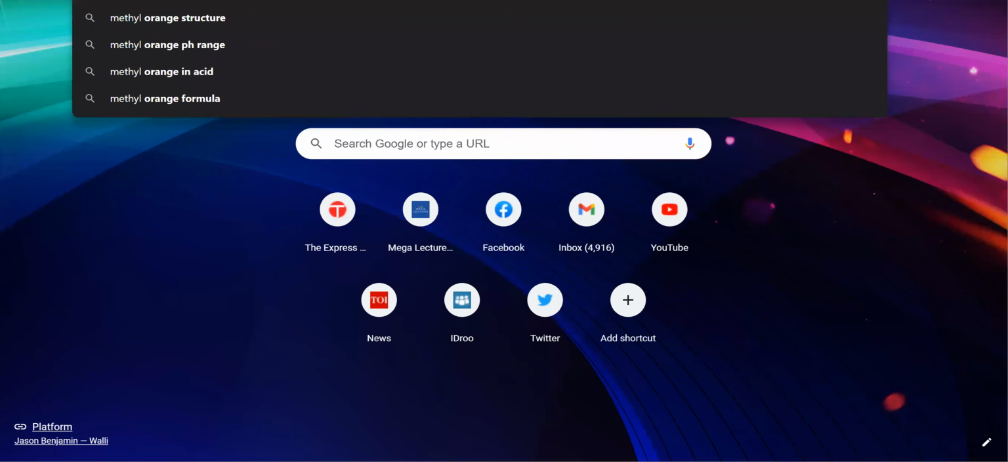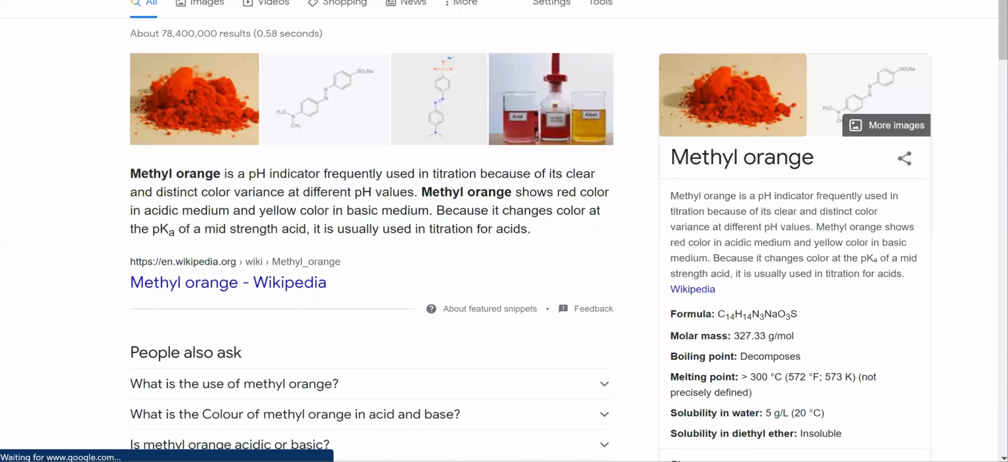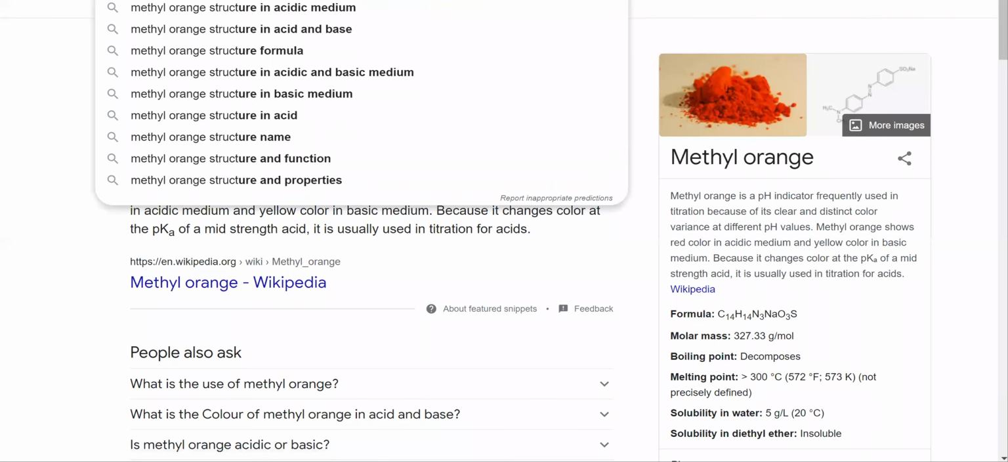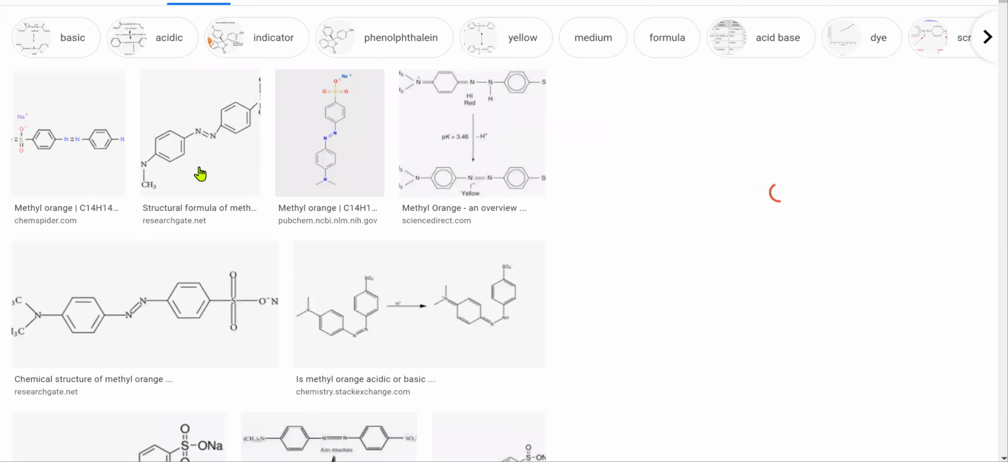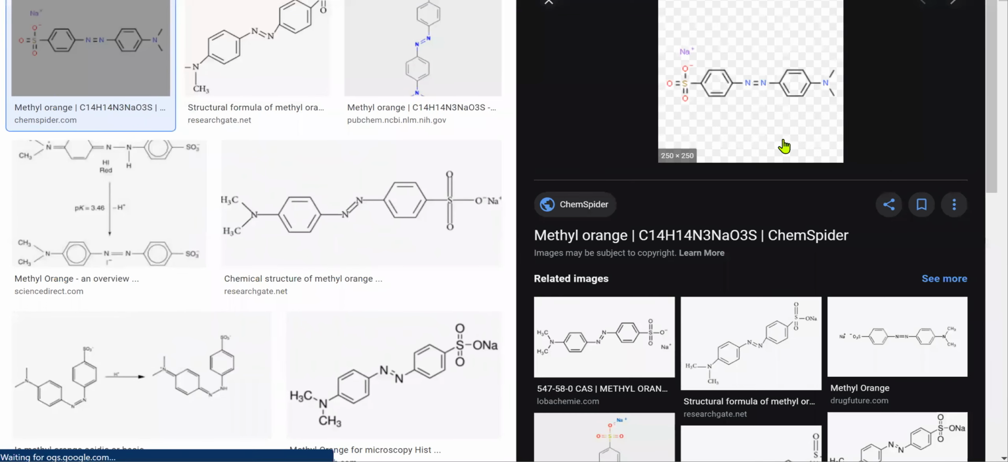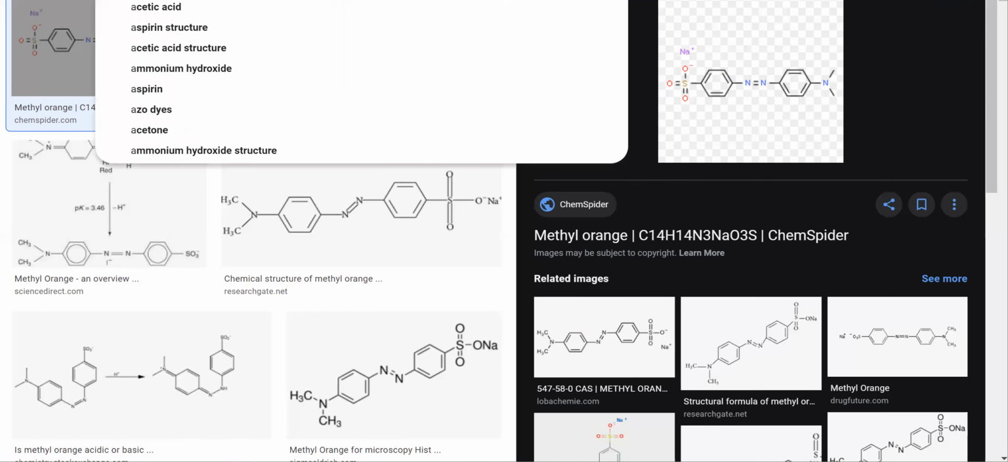So if I Google it and the structure of it, this is what methyl orange looks like. There's an N double bond N, and there's a benzene which is activated because of the lone pair, and there's another benzene over here. So there are all sorts of azo dyes. The only difference is the middle part is always the same.